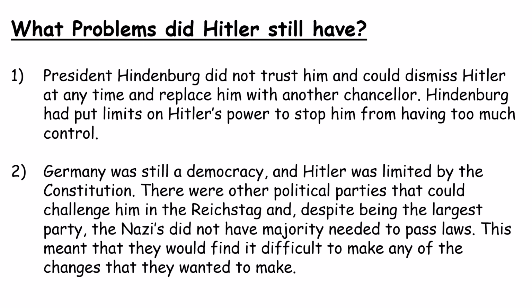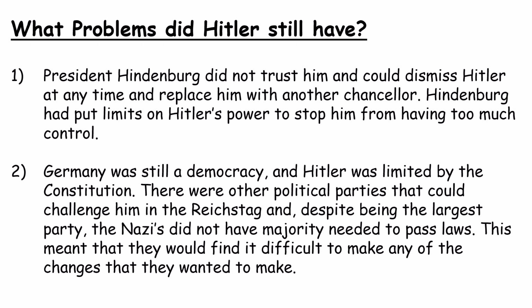Okay, so what problems does Hitler still have when he becomes Chancellor in January 1933? So as previously mentioned, President Hindenburg still doesn't trust Hitler at all. He thinks Hitler is too extreme, and he could dismiss Hitler at any time and replace him with yet another Chancellor. He's dismissed Brüning, von Papen, von Schleicher. He can do it again. He can dismiss Hitler and just put somebody else into the position.